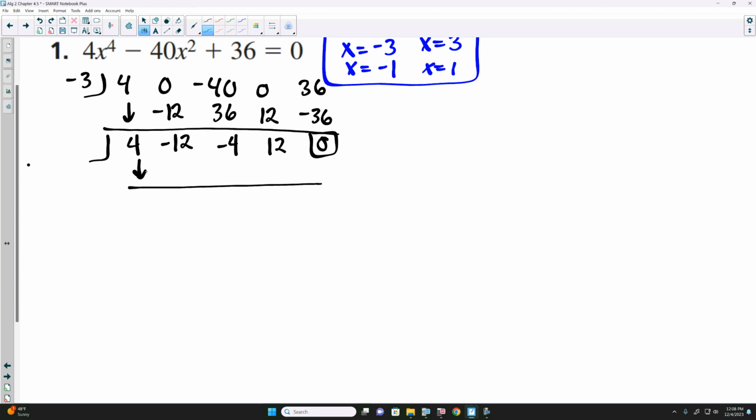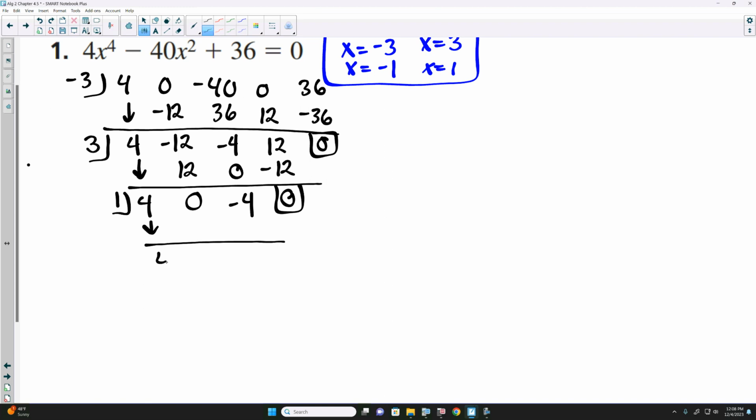One of the other solutions we got was 3. 3 times 4 is 12. Negative 12 plus 12 is 0. 3 times 0 is 0. Negative 4 plus 0 is negative 4. And 3 times negative 4 is negative 12. And negative 12 plus 12 is indeed 0. So doing the synthetic division, we've been able to show that 3 and negative 3 are both zeros.